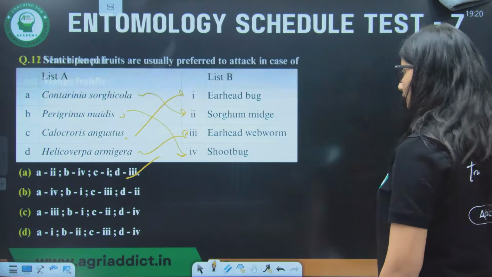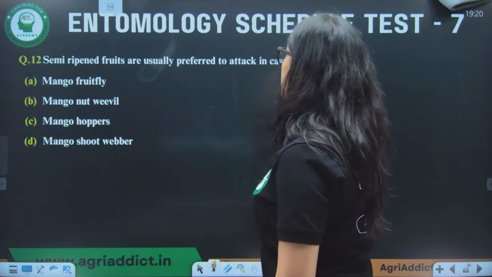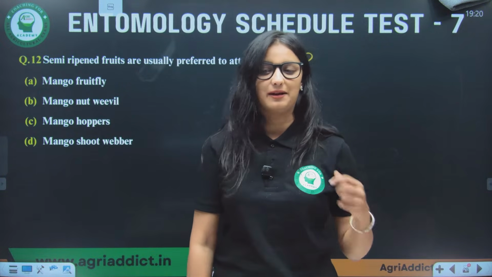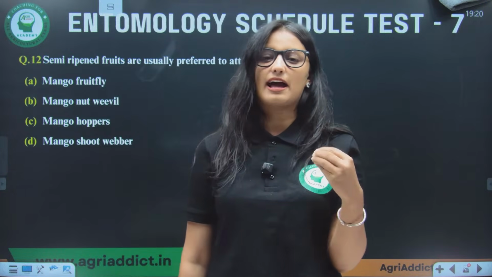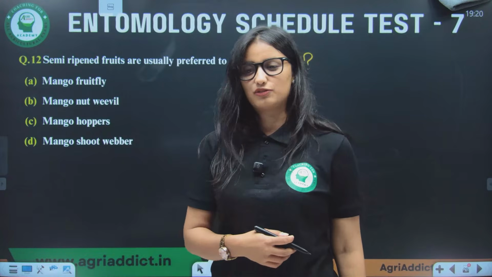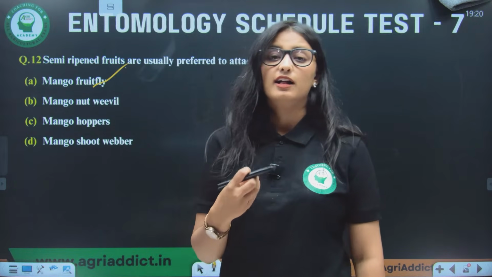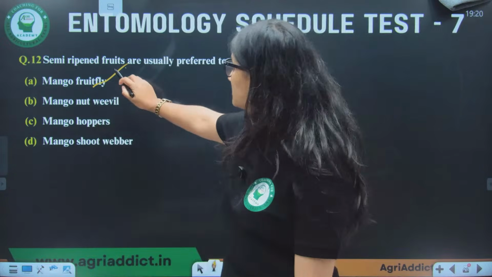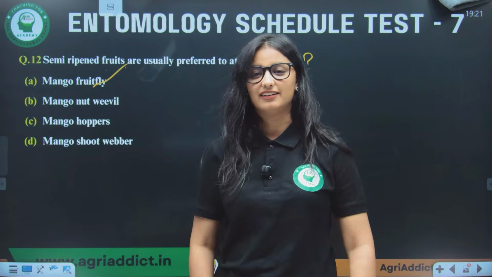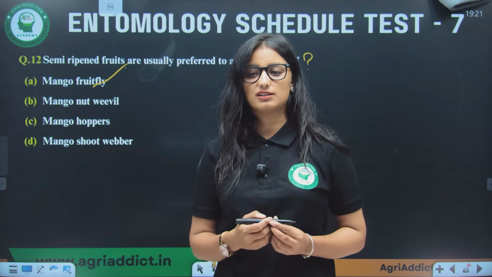Good. Very good. Semi-ripened fruits are usually preferred to attack in case of what? Again, very simple. And you will tell me the answer why. Why only in the semi-ripened, not in the immature and in fully ripened fruits? Very good. Mango fruit fly is the correct answer. But why do they lay eggs in semi-ripened and not in the immature or ripened one? Why? What is the reason?